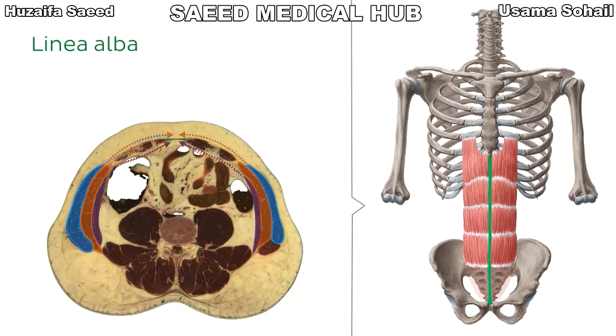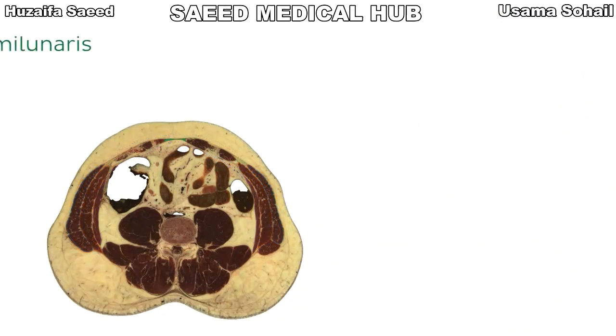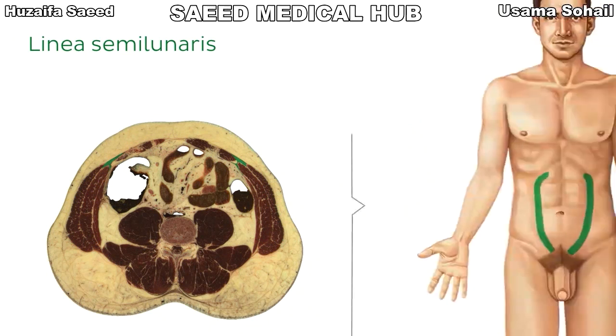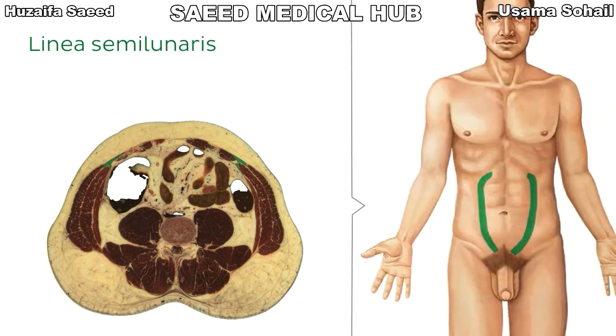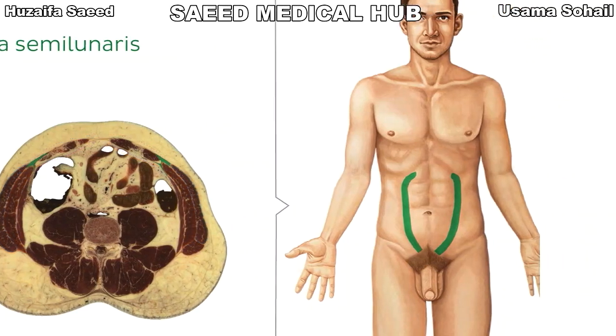Similar to the linea alba, there are two semilunar lines on the lateral aspect of each rectus abdominis muscle. These semilunar lines are also formed by the fusion of the three aponeuroses from the anterior abdominal wall muscles.